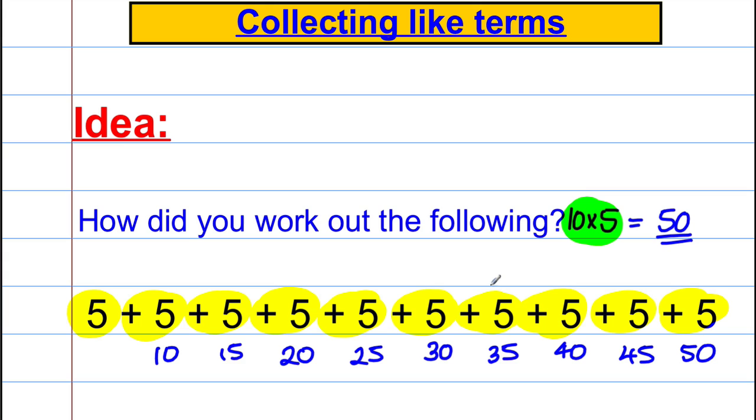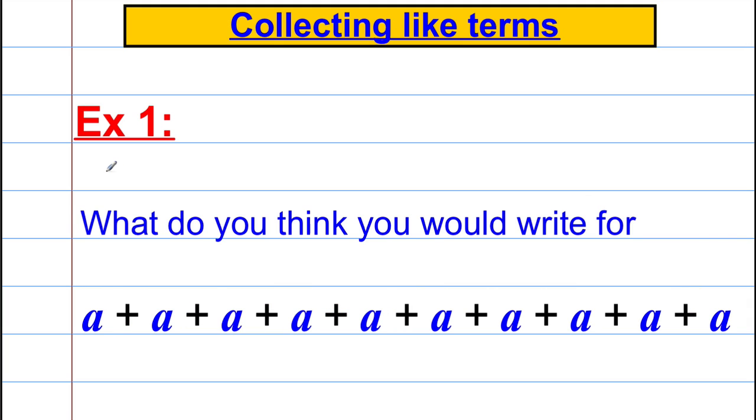Now, this is what we're going to do with algebraic expressions, and instead of knowing our number 5, we're going to generalize to algebra. We're going to put a letter in place of a number and see if we can manipulate and collect the expression to make it neater. So, for example, imagine you were asked the following: a plus a plus a plus a plus a, and so on. How do you think you'd write it if you had to guess? So write down what you think you might do to write it.